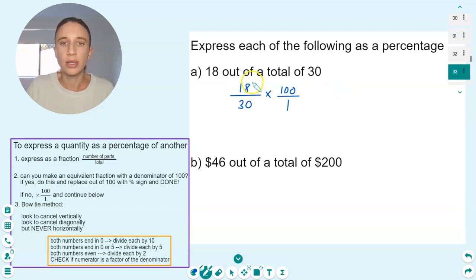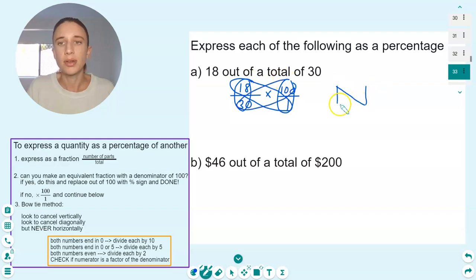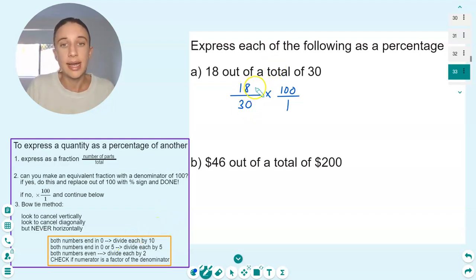Bow tie is where we look to cancel vertically, that's this bit of the bow tie, and then we look to cancel diagonally, that's that bit of the bow tie, just to let you know. Bow tie method. So vertically, 18 on 30, these are two even numbers, which means that they have a common factor of 2. So I can make this a bit smaller if I like. You might also notice that there's a common factor of 3 between them, but this method will get us there eventually, okay?